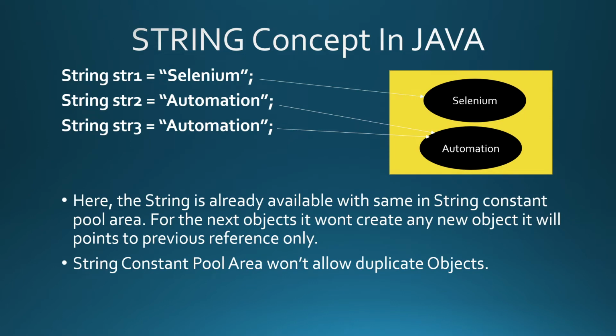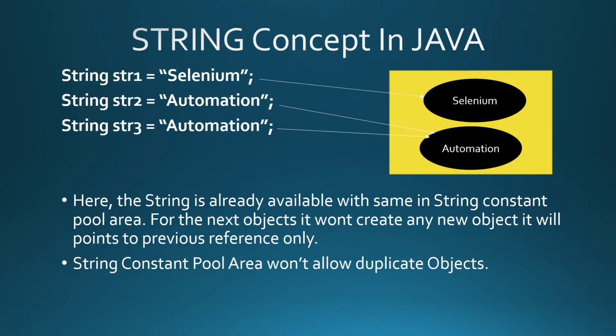Here you can see I created strings with the help of the string literal concept. The first one is String str1 equals selenium. The next one is String str2 equals automation. The third one is also String str3 equals automation. Here you can observe this is one string constant pool area, where these are all the strings. These three strings are going to be stored in the string constant pool area along with their object references, that is str1, str2 and str3.